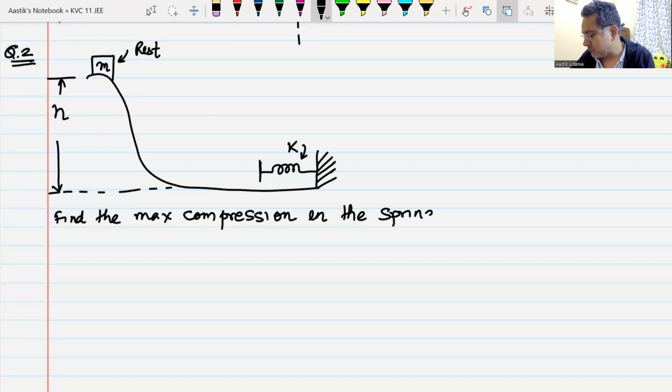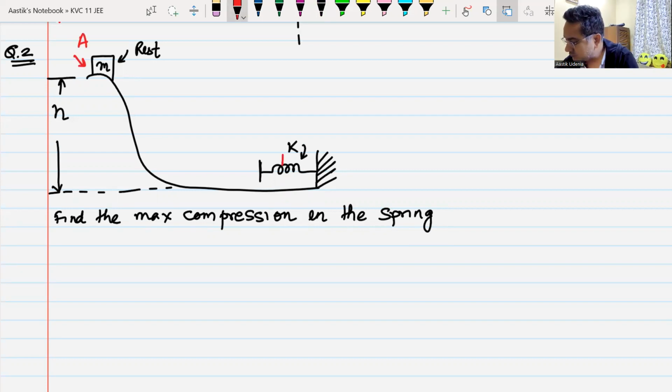Can you do this question? I'll give you 2 minutes. Everyone, please try. So how are you going to do this? Well, simple. Let me call this point A, and let me call this point B, where the spring is in its maximum compressed state. We know that when the spring is in its maximum compressed state, the block has to stop. The velocity of the block has to be 0 at this point.